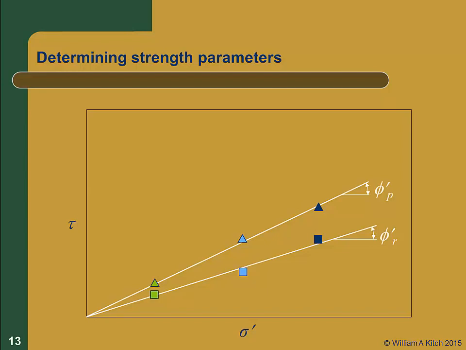If we had been testing the same sand in a loose state, we would have measured just one set of strengths, and the single peak strength envelope would appear as shown. This would be identical to the residual strength envelope obtained from the same sand in a dense state.